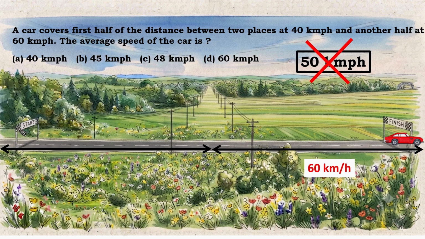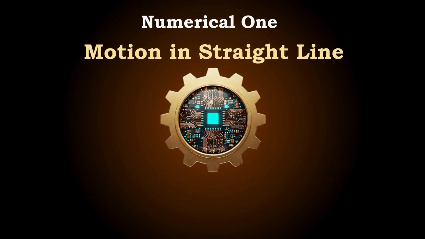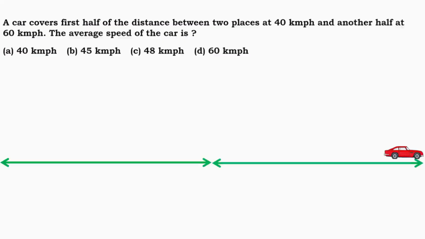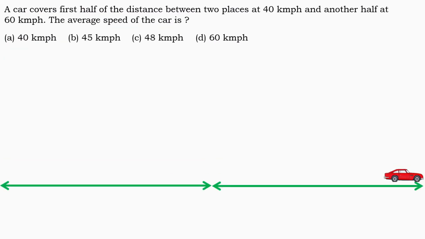But don't worry. In the next 2 to 3 minutes, you'll understand exactly why this happens, and you'll never make this mistake again. Welcome back to the Motion in a Straight Line numerical series. Let's begin. Let's assume that the total distance between the two places is s.